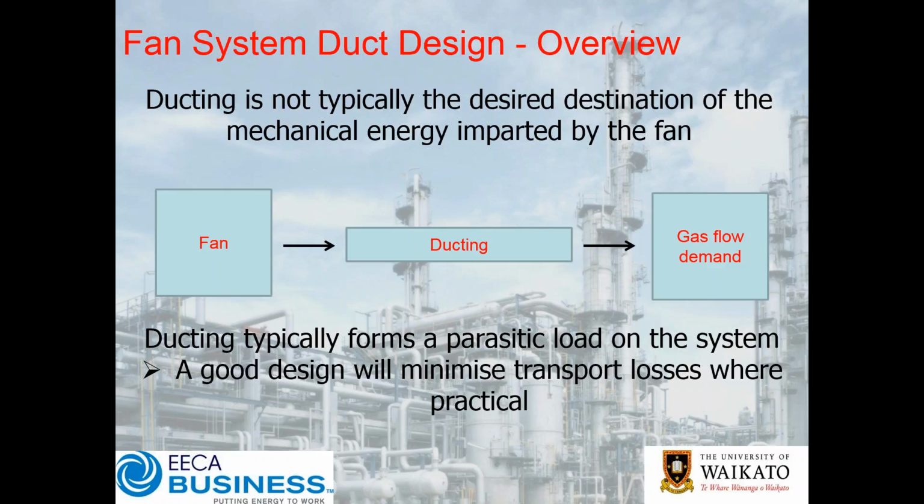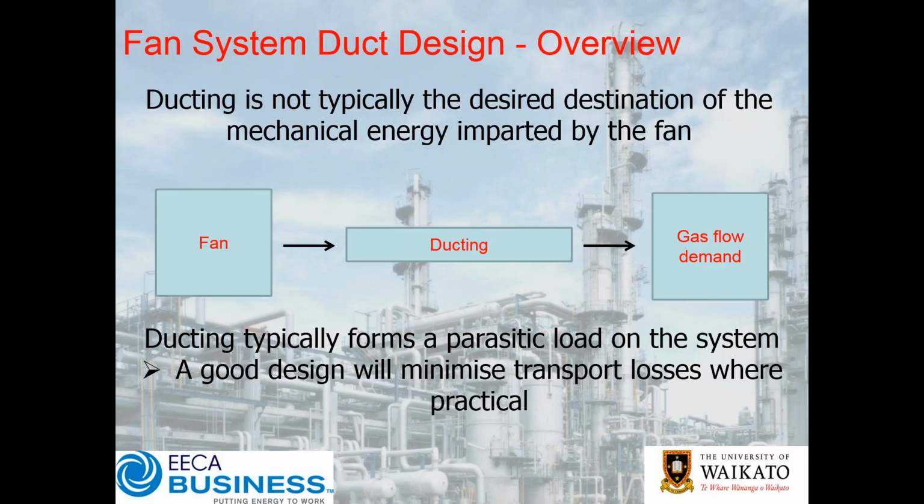Now typically the ducting isn't the desired destination of the mechanical energy imparted by the fan. It's purely a means of transmitting or conveying either the air or other species for a reaction, or in other cases it is actually a part of conveying a product, or various different parts of a product, to then go to some sort of reaction vessel or dryer or some other piece of equipment. And typically, as it says down the bottom there, your ducting is going to form part of the parasitic load on the system.